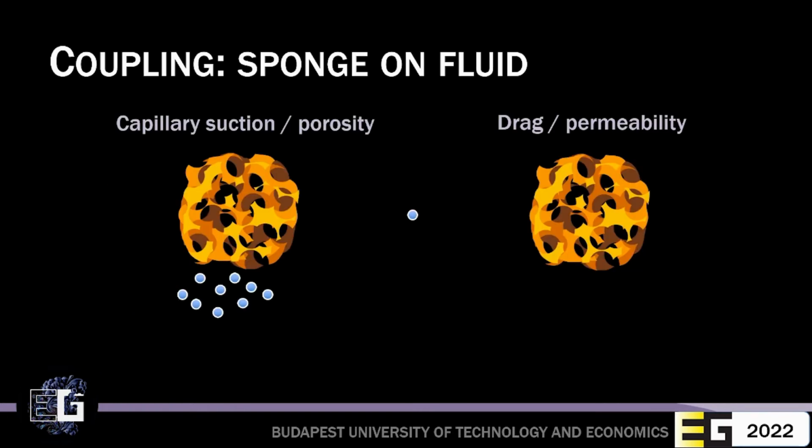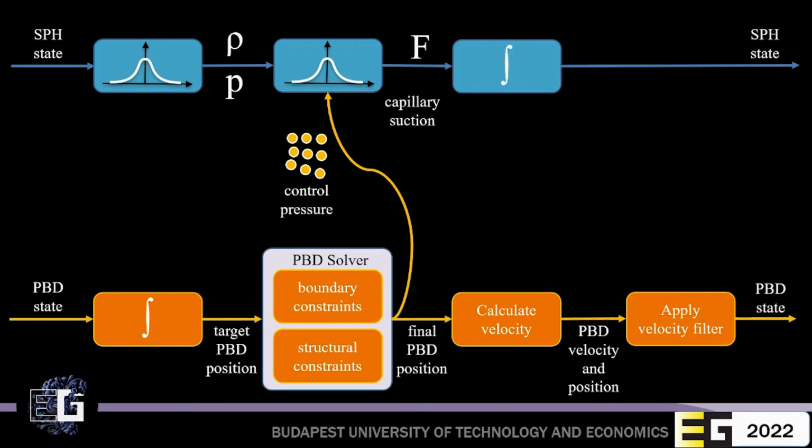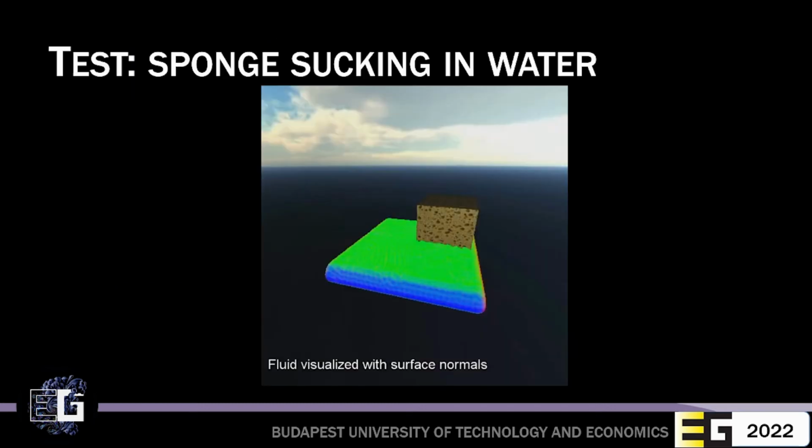Sponge on fluid effects include capillary suction and drag. Suction is derived from pore pressure. Drag is a velocity-dependent force that represents the medium dissipating kinetic energy from the fluid as defined by its permeability. We assume the sponge structure is isotropic, so the suction tensor reduces into a scalar. This is equivalent to having a constant negative pressure term modulated only by the fluid saturation. This maps well to our controllable SPH method if we consider PBD nodes as control nodes in the SPH simulation.